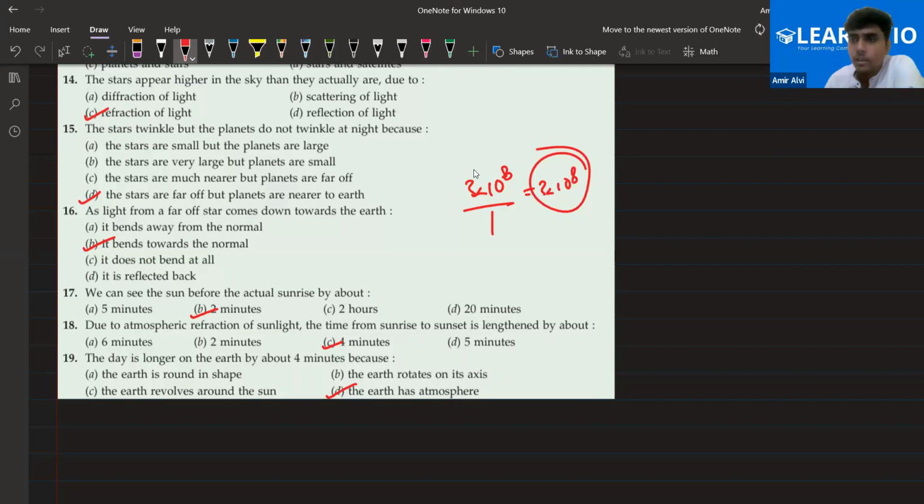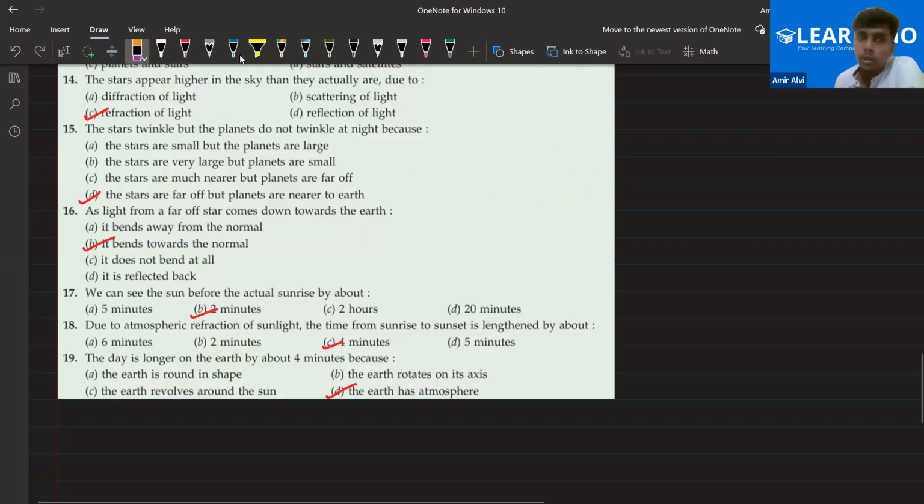C or B? See, C, na? I wrote the answer as C. If you wrote the answer like all the colors will travel with the same speed, that will actually be correct. That's why I asked. Okay. Now it's clear, Aisha? Thank you, sir. Okay, that's great.